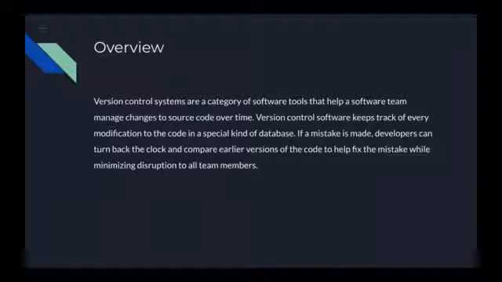Version control systems are a category of software tools that help a software team manage changes to source code over time. Version control software keeps track of every modification to the code in a special kind of database. If a mistake is made, developers can turn back the clock and compare their versions of the code to help fix the mistake while minimizing disruption to all team members. It's actually self-explanatory. In my own layman terms, I will call it control.